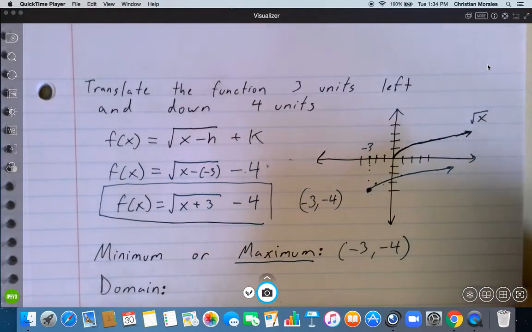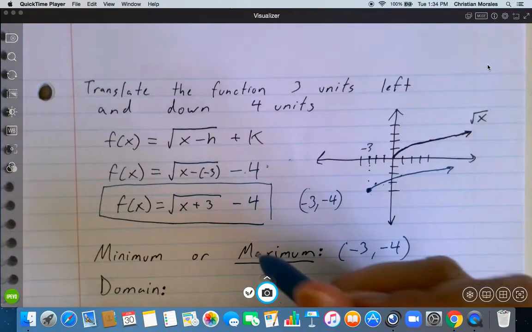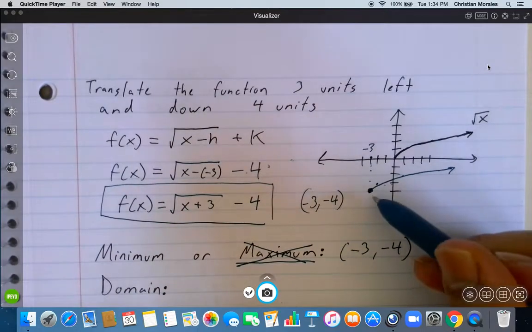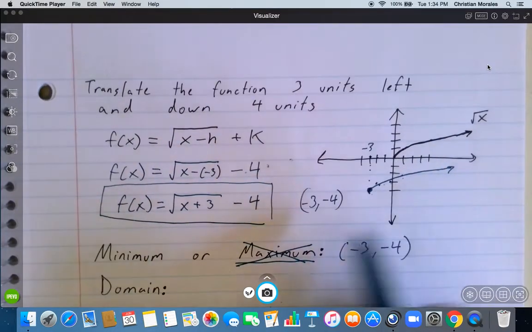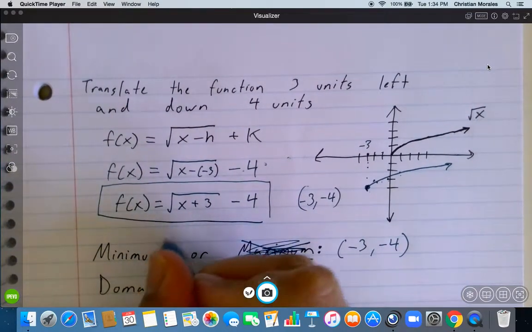I'm sorry, that is wrong. Forget I said that. It is the lowest point. It keeps getting bigger and bigger and bigger and bigger. That means it's not the maximum, it's the minimum.